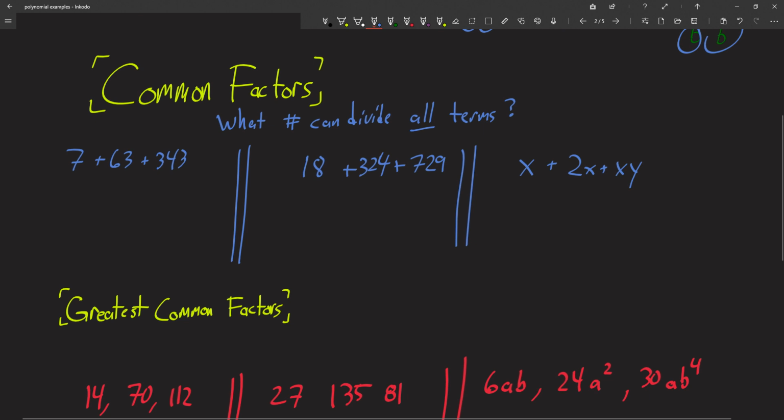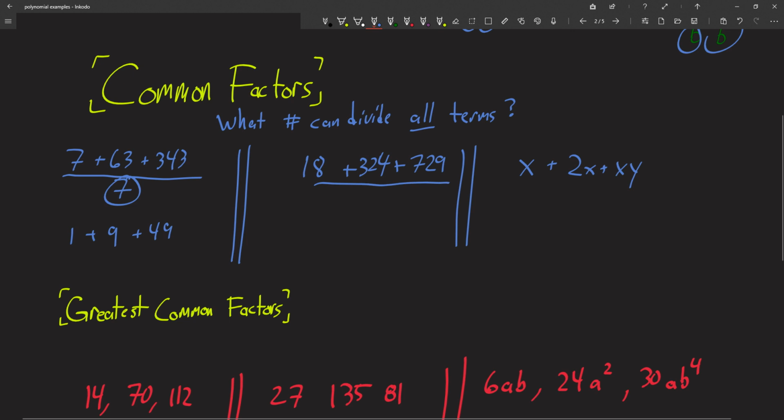For common factors, the question is what number can divide all of the terms? So for common factors 7, 63, and 343, I can divide these all by 7. 7 by 7 is 1, 63 by 7 is 9, and 343 by 7 is 49. So they all divide by 7. This is a common factor.